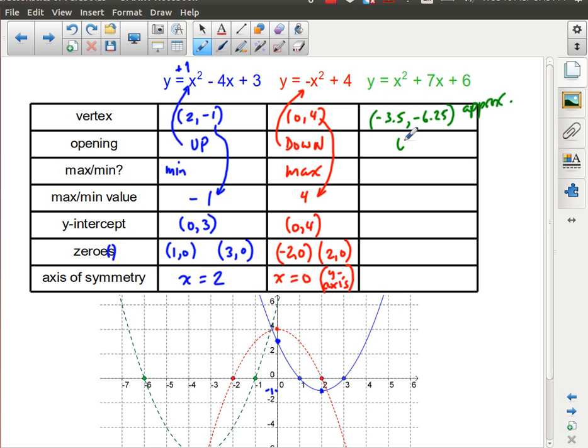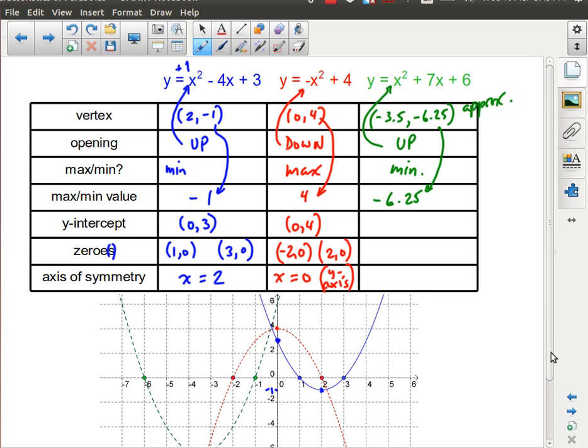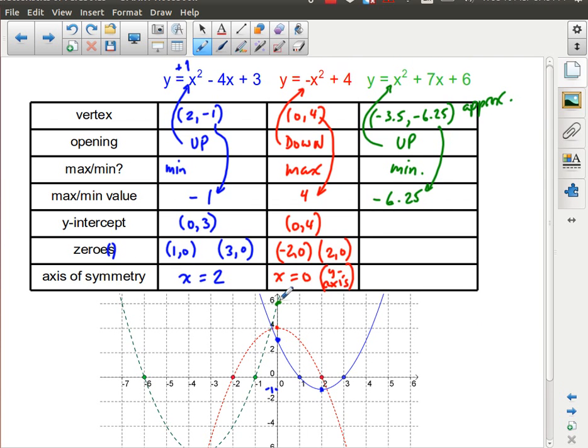Direction of opening, that's not an approximation. It opens up, and that's coming from the fact that this is a positive number in front of the x squared. Is it a maximum or a minimum? It is a minimum. What is that value? It's our approximate -6.25. Where is the y-intercept? Does it appear on our graph? It does. It appears here at y equals 6. So that's the point x equals 0, y equals 6.